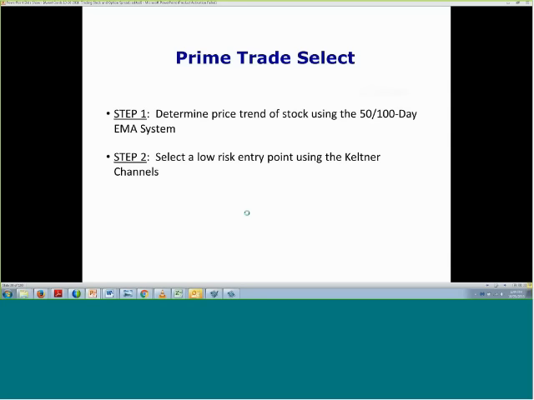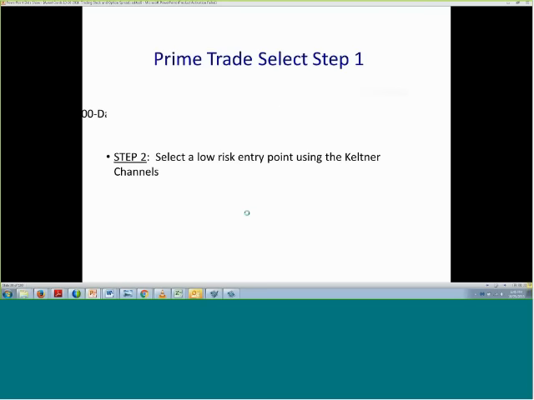So let's look at the two rules we use to select directional stock trades. The first rule is we want to determine the price trend of a stock using the 50 and 100-day EMA, exponential moving average. And then step two is we want to select a low-risk entry point using the Keltner channels.